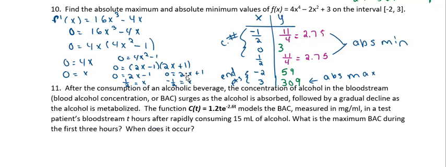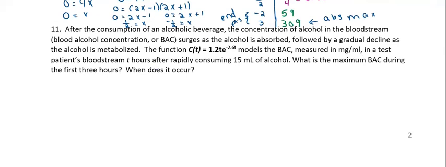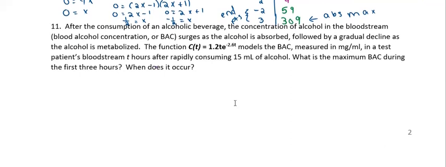Let's look at number 11. After the consumption of an alcoholic beverage, the concentration of alcohol in the bloodstream, blood alcohol concentration, or BAC, surges as the alcohol is absorbed, followed by a gradual decline as the alcohol is metabolized. The function C of t equals 1.2 t e to the -2.6 t models the BAC, measured in milligrams per milliliter, in a test patient's bloodstream, t hours after rapidly consuming 15 milliliters of alcohol. What is the maximum BAC during the first 3 hours, and when does it occur?